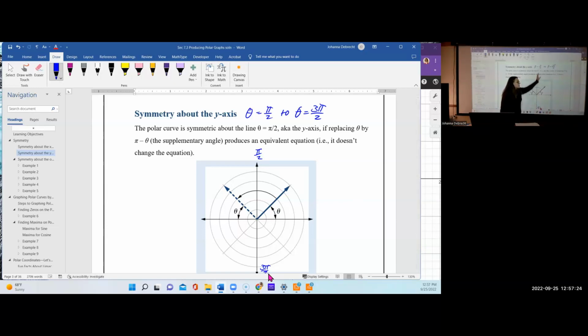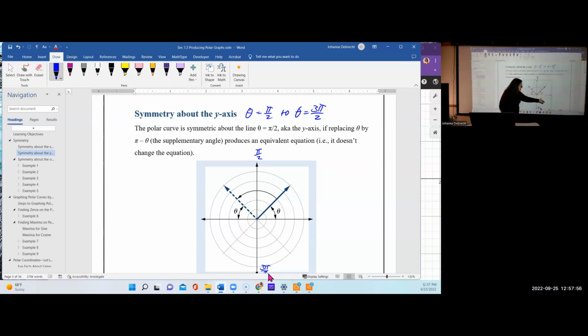But remember that theta goes off only in that one direction. So pi over 2 goes up like the positive y-axis, and theta equals 3 pi over 2 goes down like the negative y-axis. So when we're looking at these, when do we have symmetry across the y-axis? Well, notice that it works as long as the reference angle for both of these is the same, similar to what we saw last time, but last time it ended up being theta and negative theta. This is not negative theta.